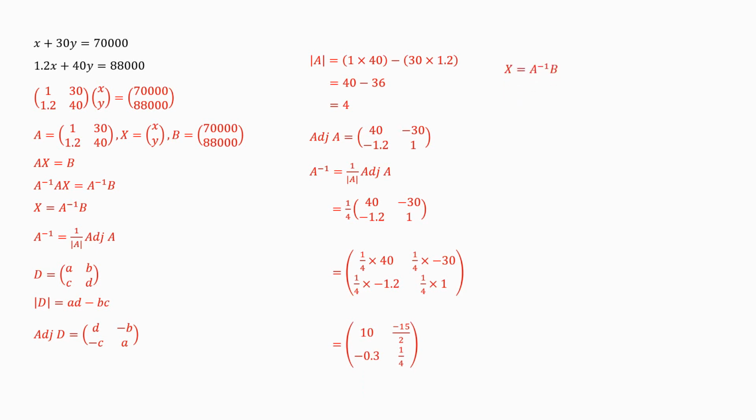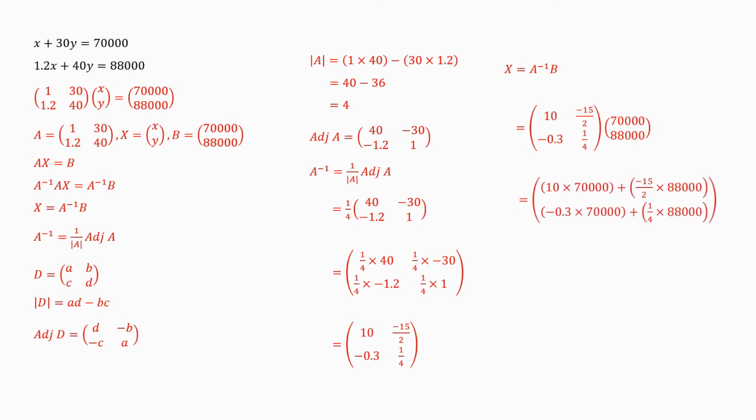So going back, we need to find X, which is the inverse of A times B. We substitute, then we multiply. We have 10 times 70,000 plus negative 15 over 2 times 88,000, and negative 0.3 times 70,000 plus 1 over 4 times 88,000, which is equals to [40,000; 1,000]. So this implies that the value of X is 40,000 and the value of Y is 1,000.